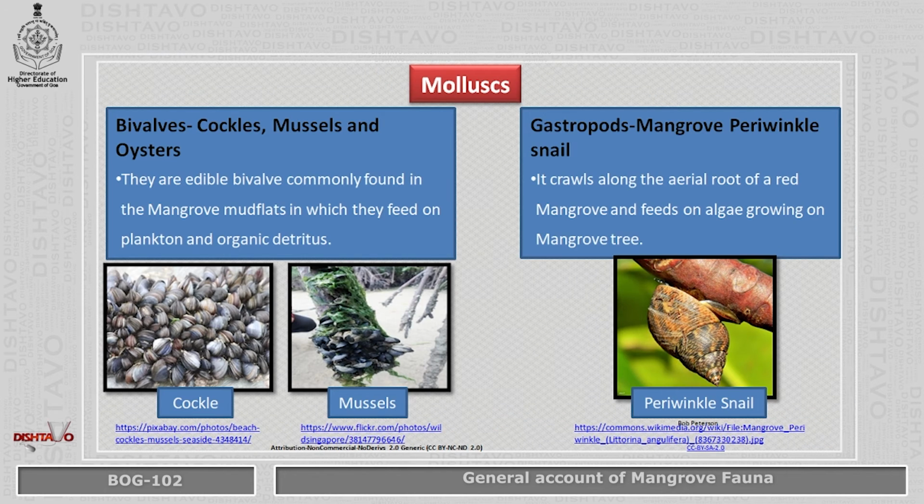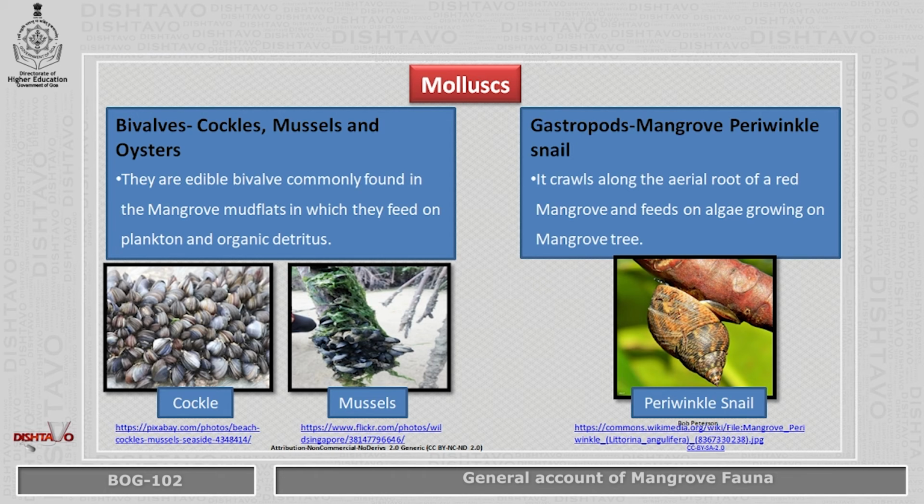Now let us learn about mollusks found in the mangrove forest. Mollusks are hard-bodied creatures often covered with a hard shell. They are subdivided into bivalves and gastropods. Bivalves are a large class of mollusks.